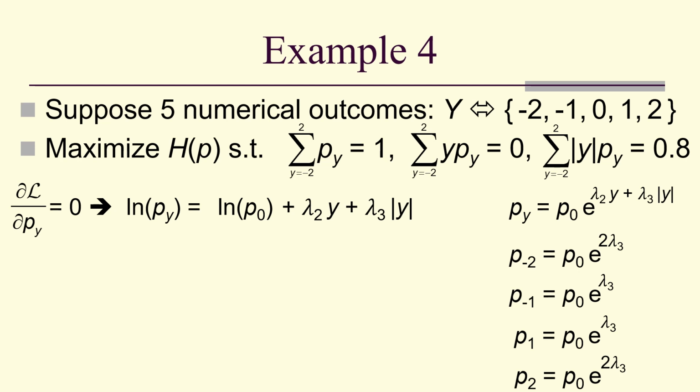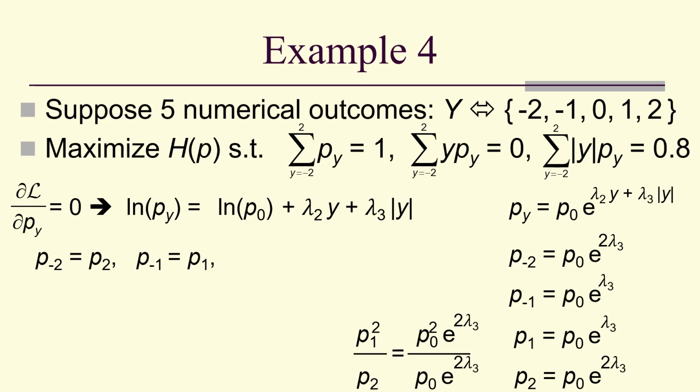So we now have, simplifying, there's no lambda 2 anymore. We've got our probabilities are p naught times exponentials with lambda 3. So let's figure out what lambda 3 is. Well, notice that p negative 2 is equal to p2 and p negative 1 is equal to p1. So p1 squared is p naught squared e to the 2 lambda 3. But then if I divide by p2, that's the same as dividing by p naught e to the 2 lambda 3. And we get some cancellation, and we get a single p naught. So p1 squared is p naught times p2.